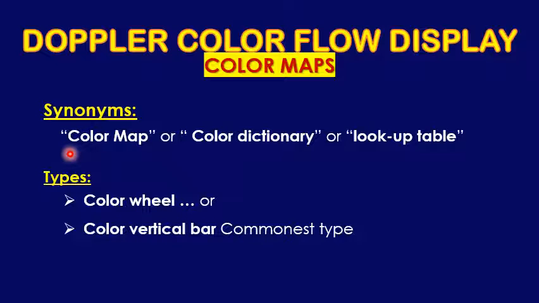So if you want to read the color box, you have to refer to the map, or the color bar, or the color dictionary. These color maps are displayed in two types. We have the color wheel, as I told you earlier, or sometimes it is displayed as a vertical bar.